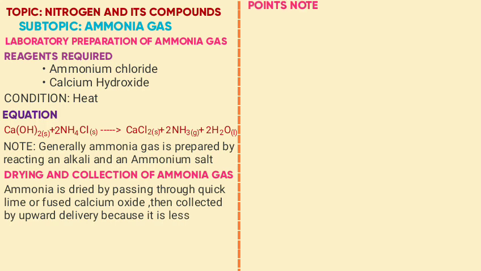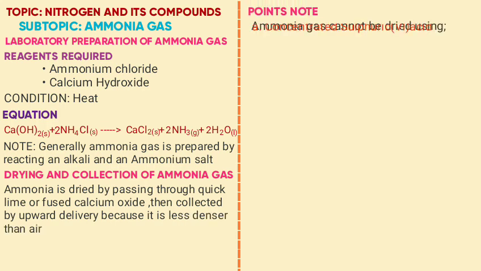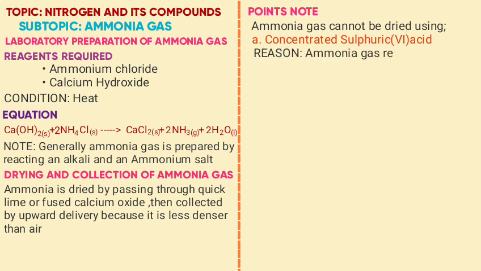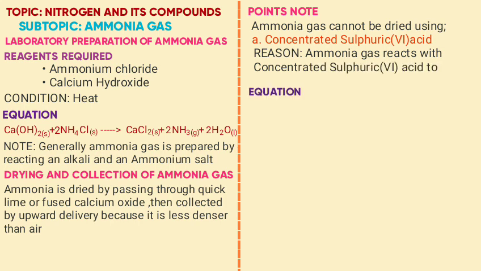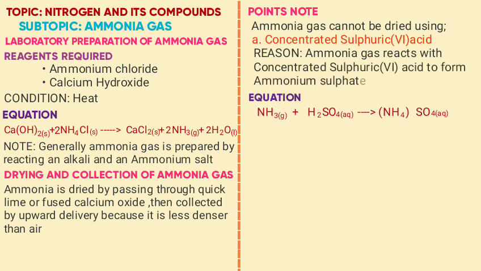Note that ammonia gas cannot be dried using A, concentrated sulfuric acid. Reason: ammonia gas reacts with sulfuric acid to form ammonium sulfate. Equation: ammonia gas plus sulfuric acid, arrow ammonium sulfate. To balance the equation, place 2 where there is ammonia gas.